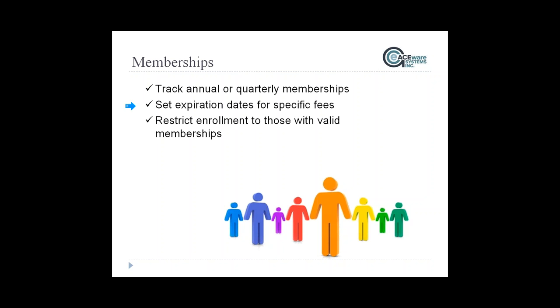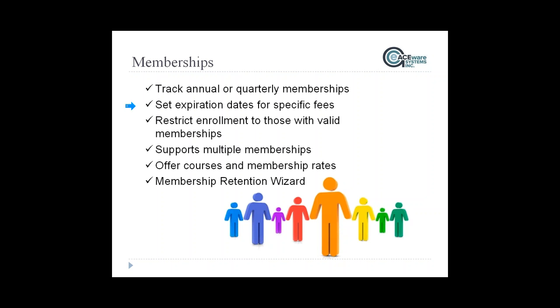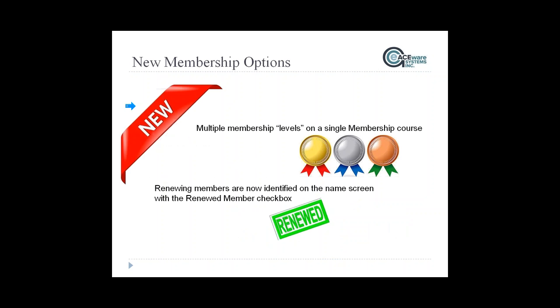So you can track memberships in a time frame you want. You can expire fees. You can restrict enrollment. It supports family memberships. It has a wizard to do reporting. And the new feature in Student Manager 8 is that you can have one membership course and have different membership levels, a gold, a silver, and a bronze, and you can offer different levels of discounts based on the level of membership that they get.